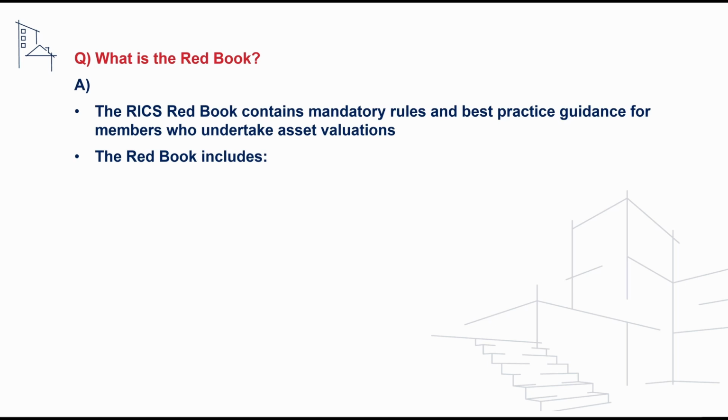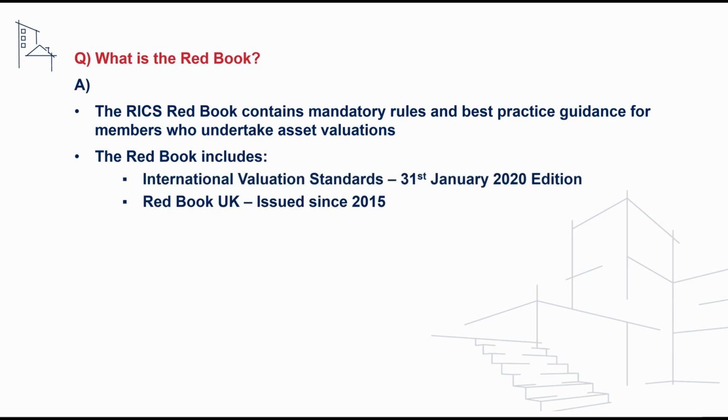The latest edition at the time of making this video is the 31st of January 2020, but always be sure to check the latest version prior to your own final assessment. There is also the Red Book UK, which has been in place since 2015, and localised versions of the Red Book are produced for certain regions to assist members by providing guidance and standards that will apply specifically in the region that they operate in. The latest edition of the UK version at the time of making this video is January 2019, but again, please also be sure to make sure that this is the latest version prior to undertaking your own final assessment.